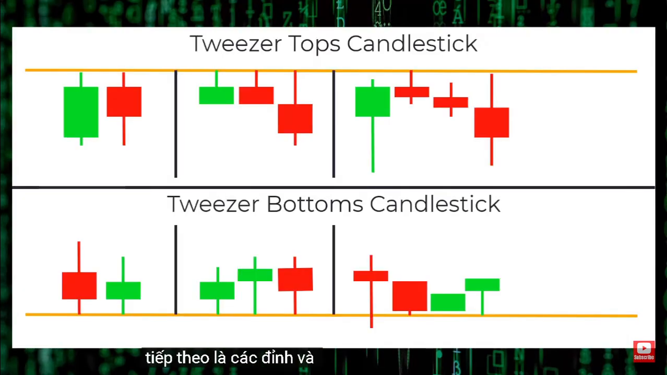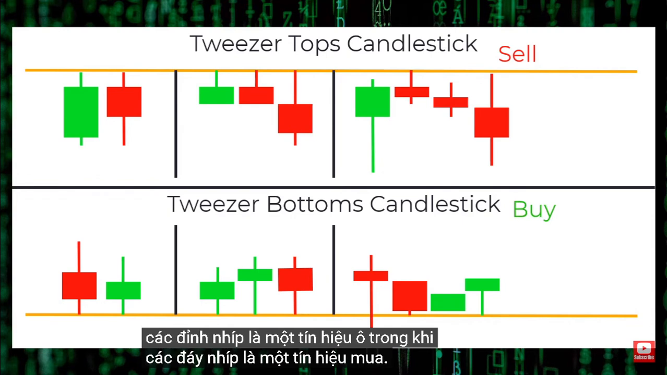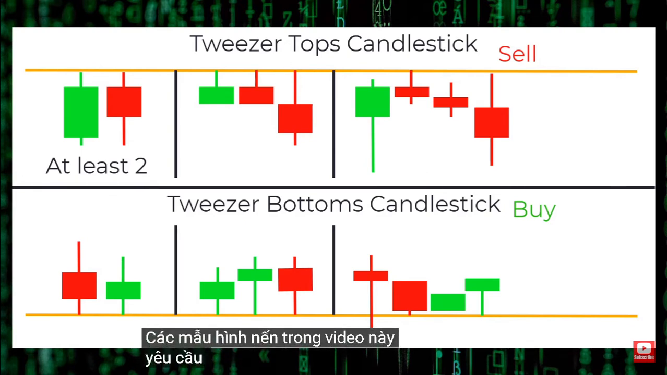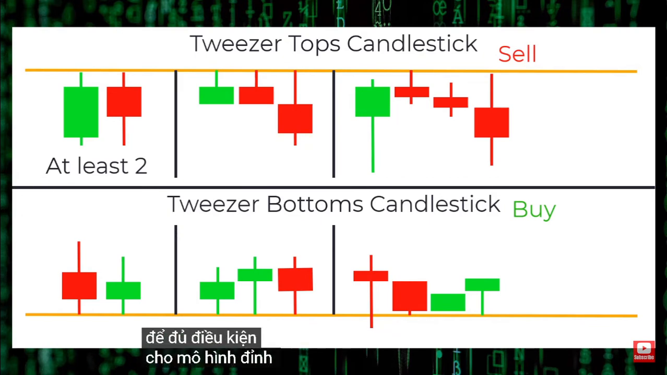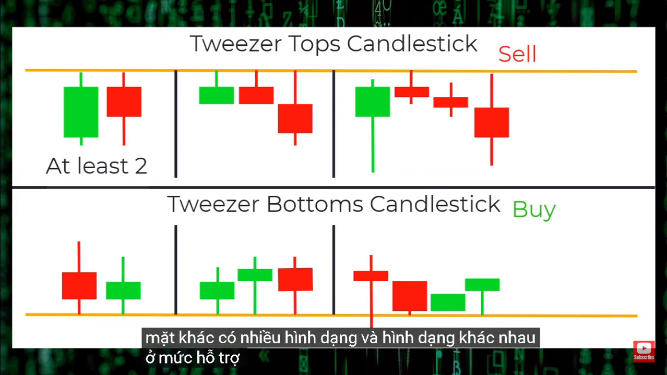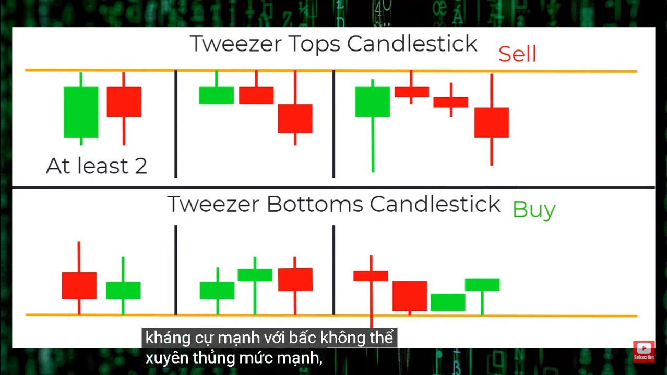Next is the tweezer tops and bottoms. It's a reversal pattern. The tweezer tops is a sell signal, while the tweezer bottoms is a buy signal. This pattern must consist of at least two candles. Unlike all the previously mentioned candlestick patterns in this video, which require a specific candle shape in order to qualify, the tweezer tops and bottoms pattern, on the other hand, comes in various shapes and forms at a strong support or resistance, with wicks that are unable to penetrate the strong level.